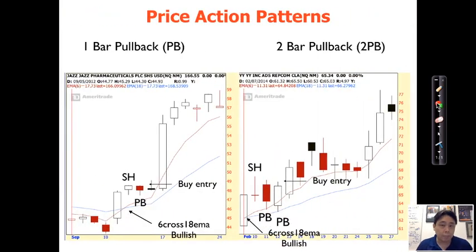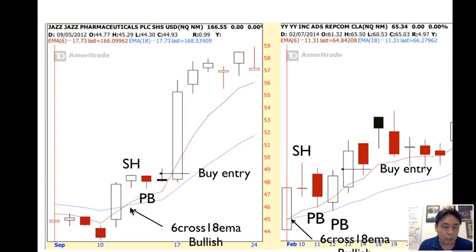So let's take a look at some stocks with these patterns. Over here is Jazz Pharmaceuticals. Now you can see the 6 EMA crossing above the 18 EMA. That is a bullish signal. Right after the signal, we have a swing high. So that's our swing high over there.